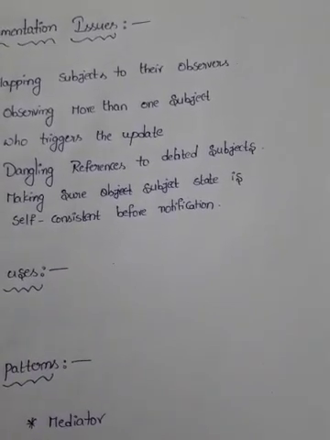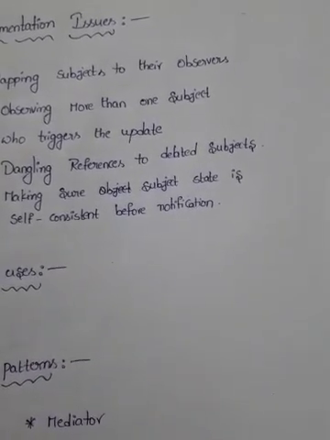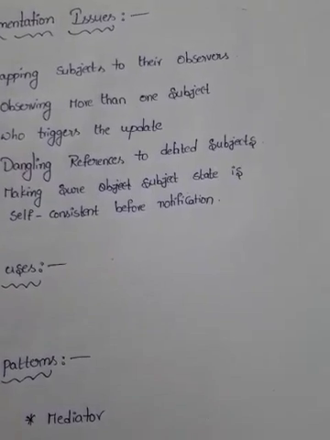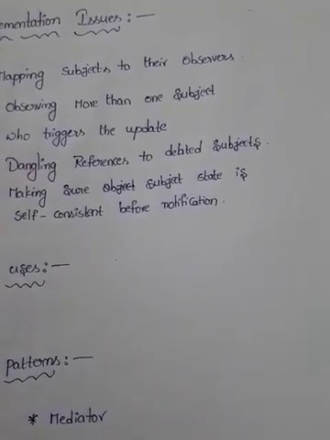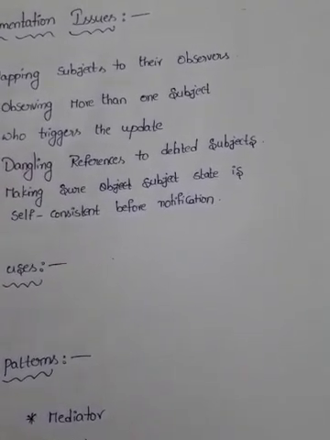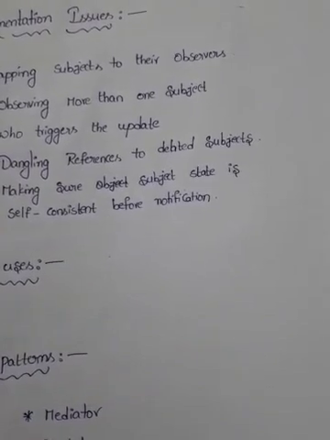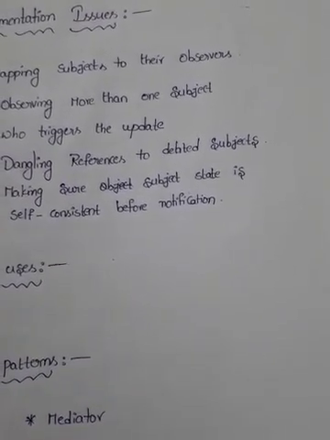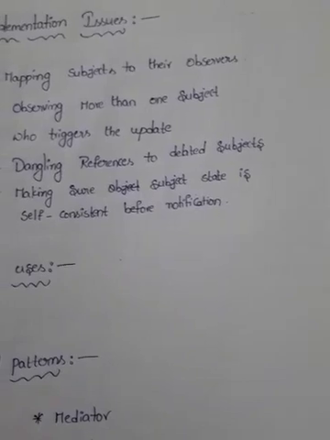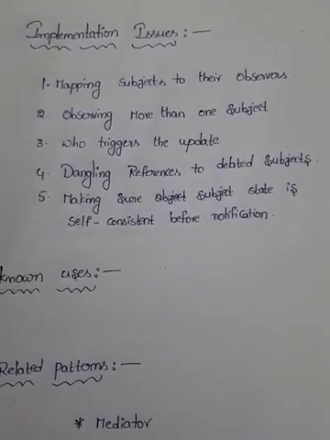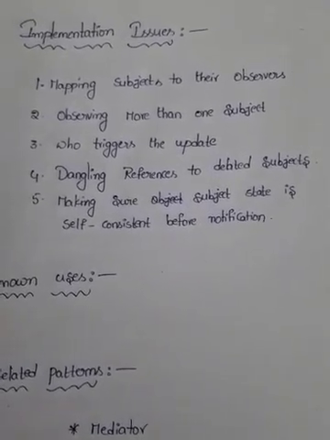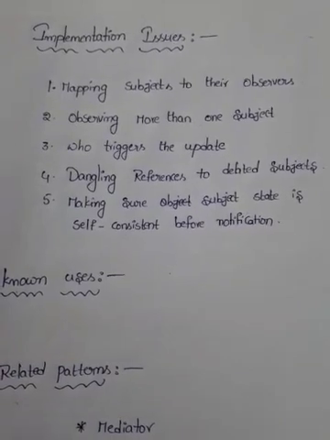That means it is important to make sure the subject state is self-consistent before calling notify, because observers query the subject for its current state in the course of updating their own state. So, these are the main 5 implementation issues we can speak of under this observer pattern.